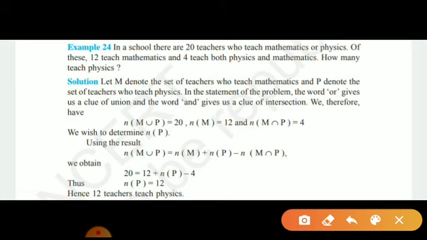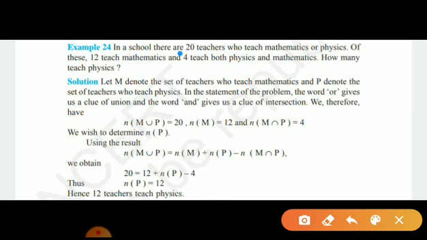It's not that you have to take M or P itself. You can take A or B. So let M denote the set of teachers who teach mathematics and P denote the set of teachers who teach physics. Clear? Now just see line by line.